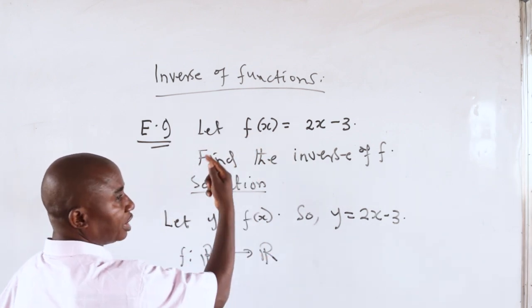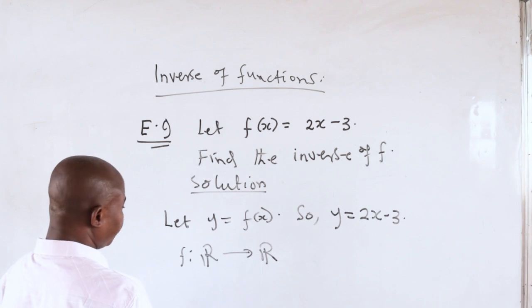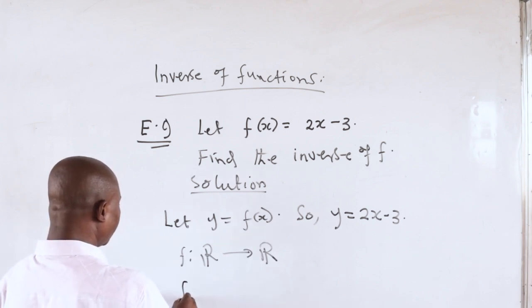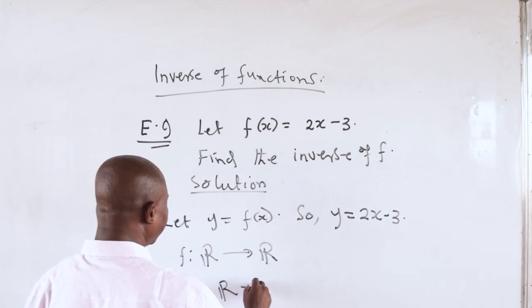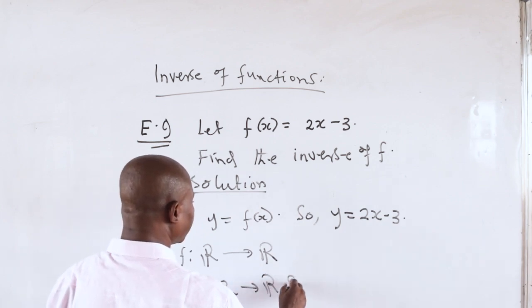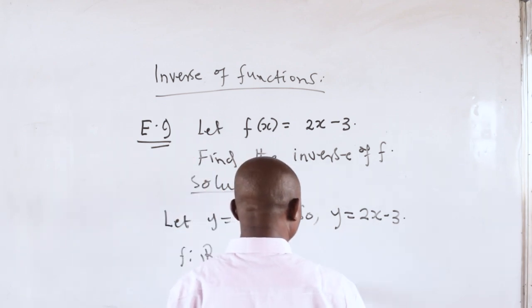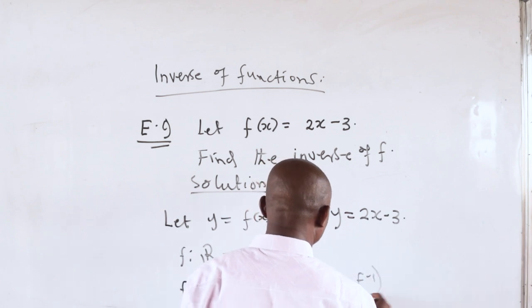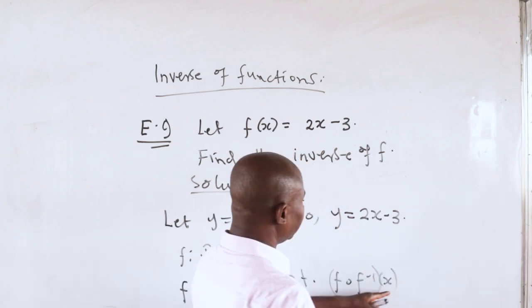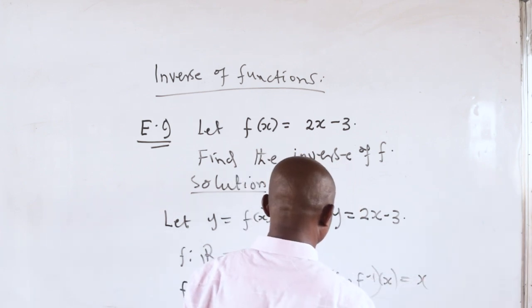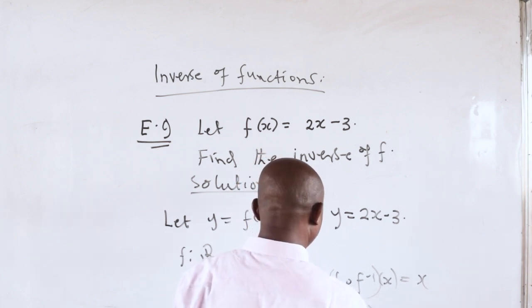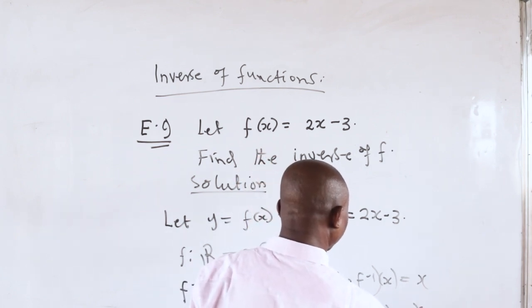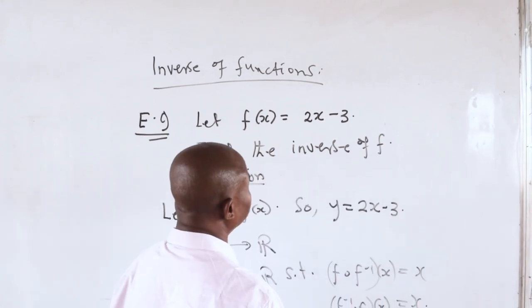If you remember the definition we gave, we're looking for f⁻¹, which again goes from R into R, such that when we compose f with f⁻¹ acting on x, what we get should be x. And when we compose f⁻¹ with f acting on x, we should also get x. So that is our goal.